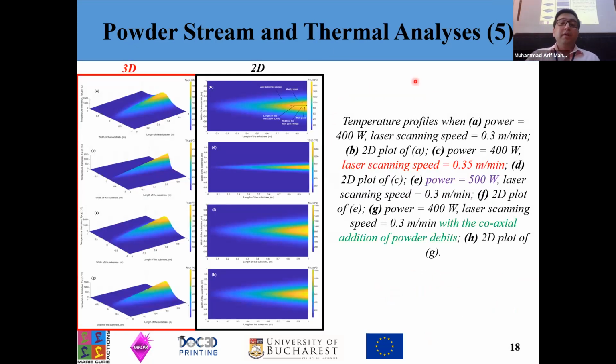After this scenario, we designed another case study to identify the effect of operating conditions on the thermal distribution. We increased the laser scanning speed, we increased the power, and we added the powder stream as well. We identified that when I'm increasing the laser scanning speed, the laser to material interaction time is decreasing, which causes a reduction in my thermal distribution.